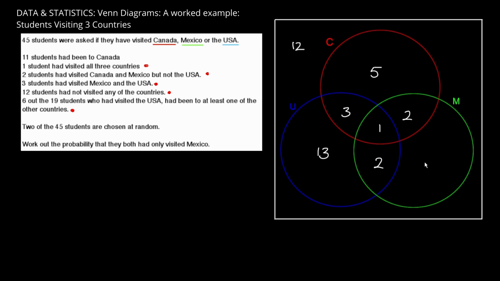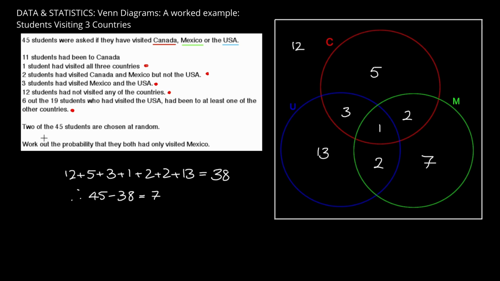So with all that information now, we should be able to fill in our remaining area on the Venn diagram. Well, we've not used the fact that 45 students were asked in total. So if we add all these numbers up and take them away from 45, that's the number we can put in here. And that turns out to be 38. So therefore, 45 minus 38 must be the number of students who only went to Mexico. And this turns out to be 7. So at last I can put 7 in the Mexico only part of the Venn diagram.